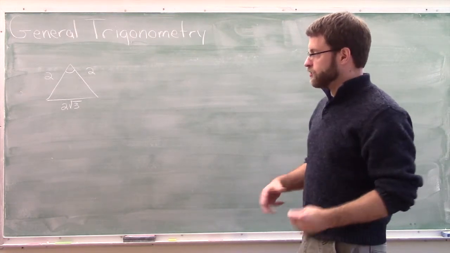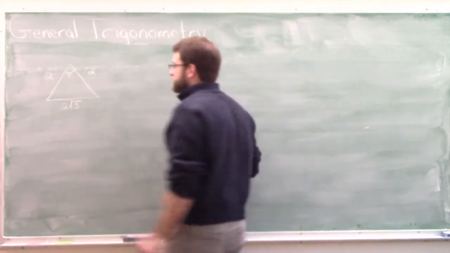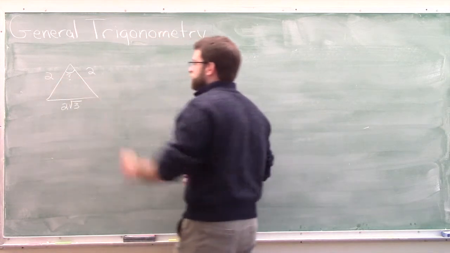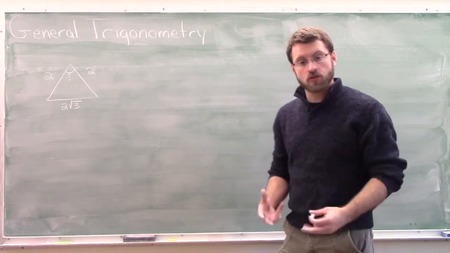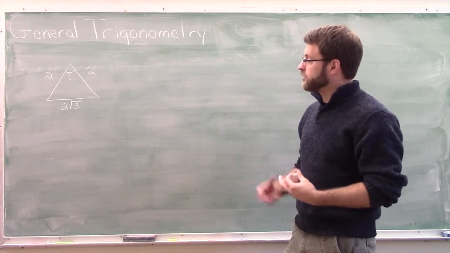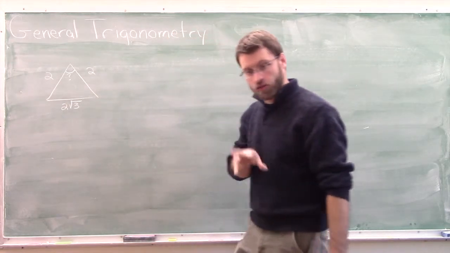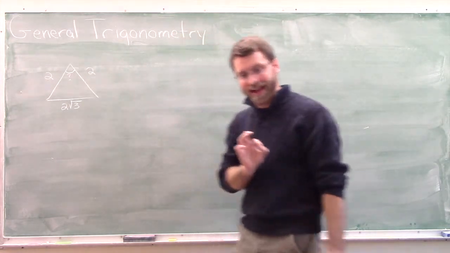And what we want to do, our goal in this problem, is to be able to find the size of that angle. Okay? So we want to find the size of the angle between those two sides. Our approach is going to be to use the law of cosines, because the information we're given is all three sides, and we're trying to figure out a single angle.